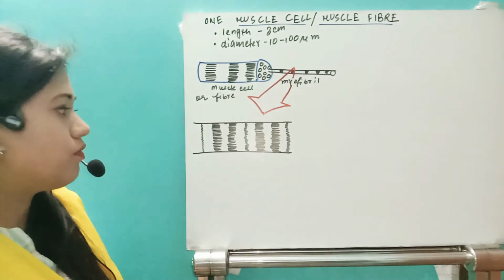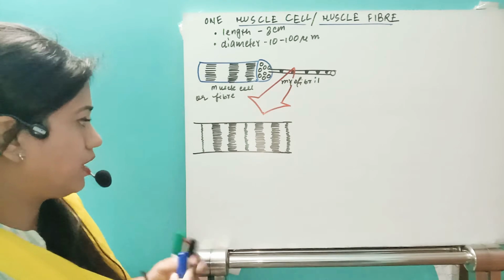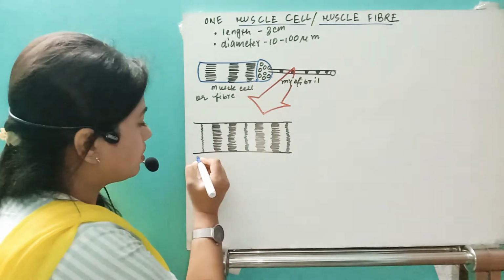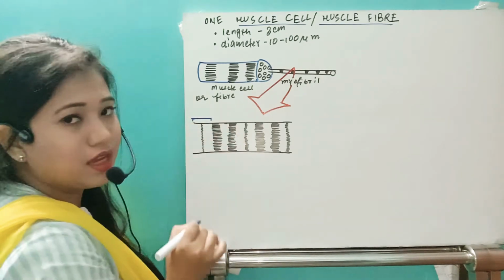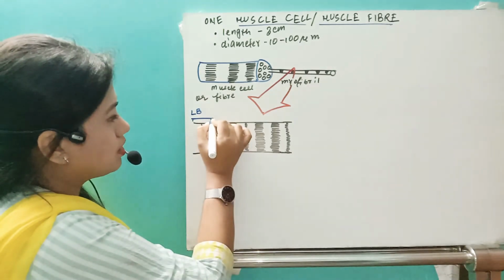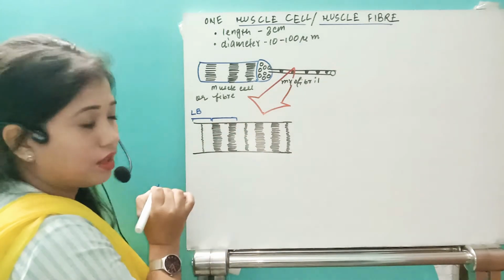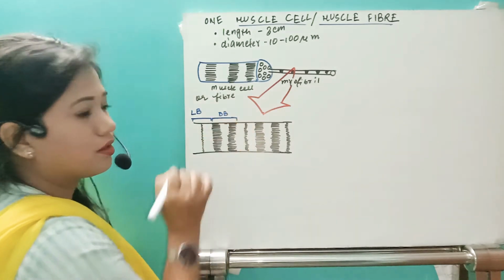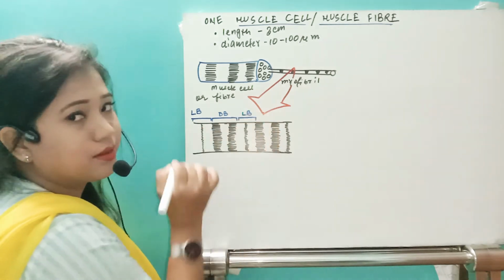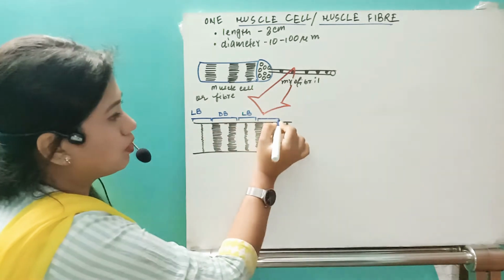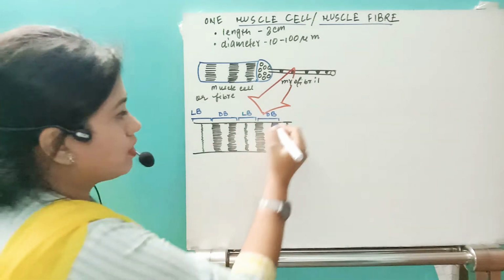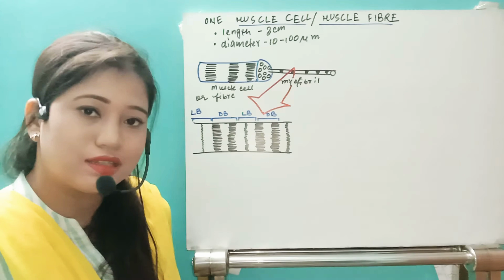So let's see what those bands are. Whenever we talk about the light and the dark band, this one is the light band. Next one, from here to here, is the dark band. Here from this to this is the light band. From here to here is the dark band. Once again it will proceed, understand?